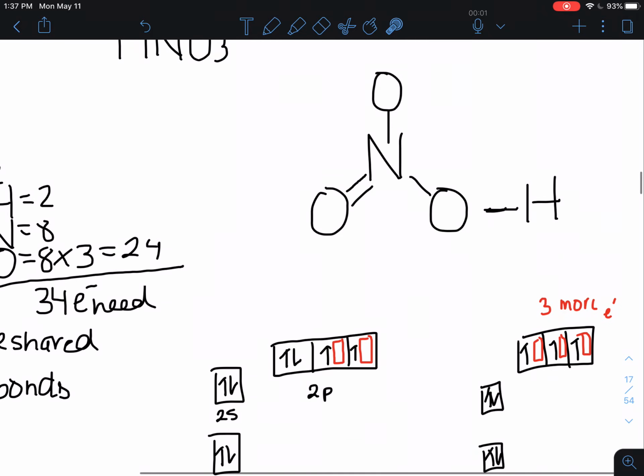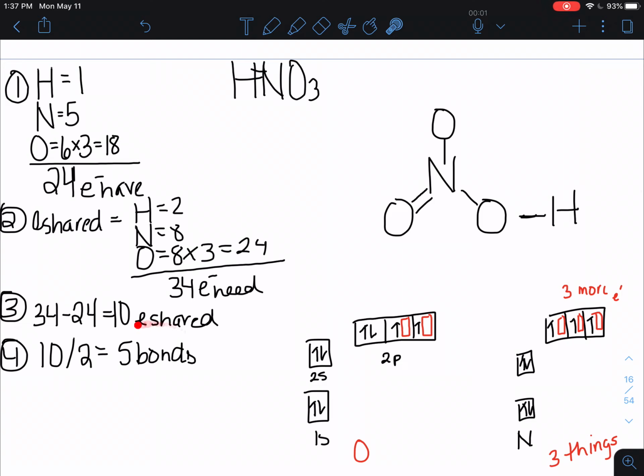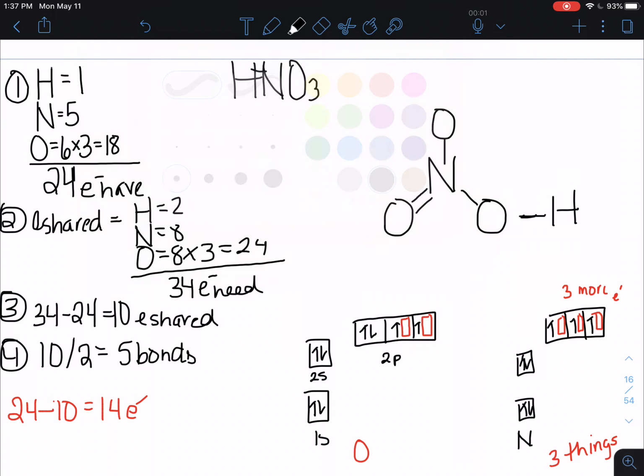Okay, so zooming out, we placed our 5 bonds. That got rid of 10 shared electrons. We had 24, so now we have 14 electrons to place. And what you're going to have to do now is go around and make sure that everybody has the right amount of valence electrons.